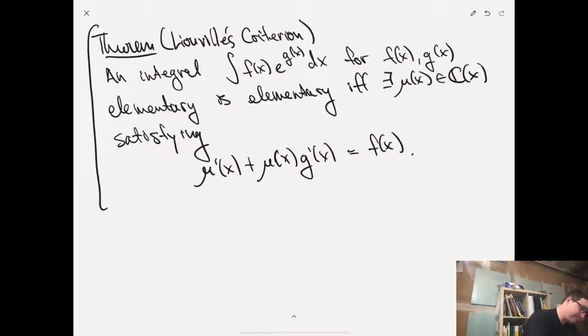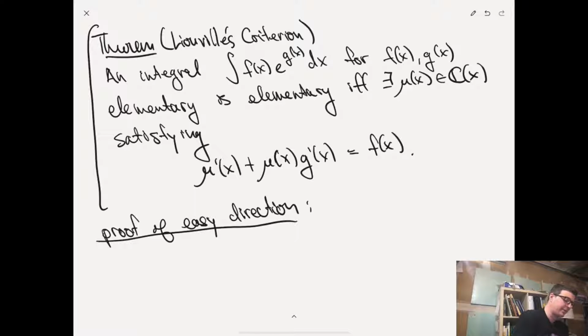Okay? So if you have these two things, an f and g, this integral can be written out in elementary terms if and only if you can find a rational function, a quotient of polynomials, such that this thing holds. There are two directions of the proof. One direction is really easy. So let's do the proof of the easy direction, and this is essentially the fundamental theorem of calculus.